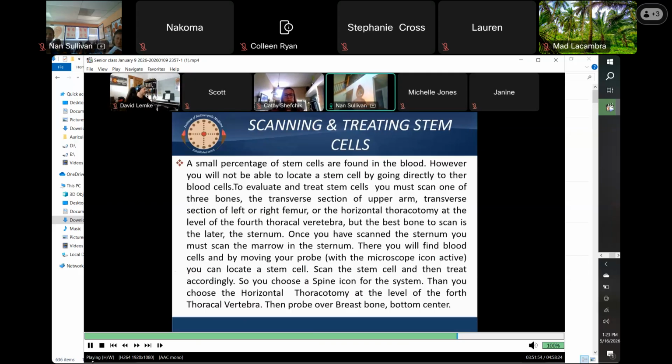So you choose the spine icon for the system, then you choose the horizontal thoracotomy at the level of the fourth thoracic vertebrae. Then probe over the breastbone, bottom center.